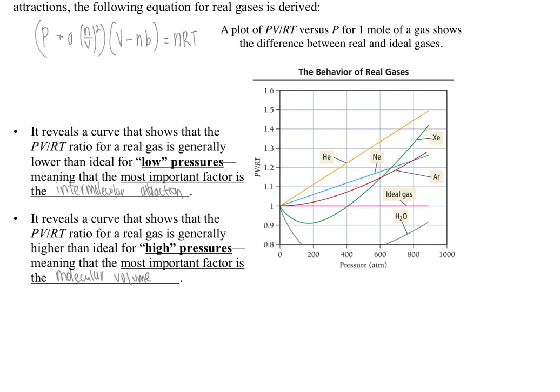We can see ideal gas on the chart here. PV over RT equals 1, for 1 mole. When we have low pressures, intermolecular attractions will really matter. So here are these big gases, or ones that are polar. And when we have high pressures, molecular volume really starts to matter. So that's where these start to deviate.